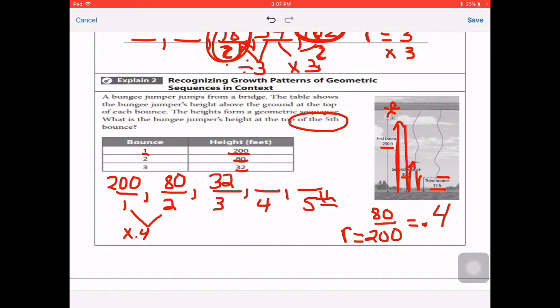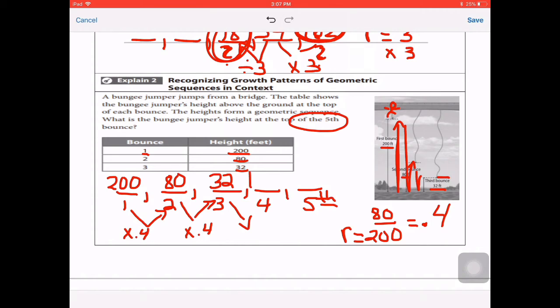If I verify that that's true, if I multiply 80 times 0.4, I will also get 32. So multiplying by 0.4 is in fact the correct ratio we want to use. So let's continue the pattern and multiply 32 times 0.4.